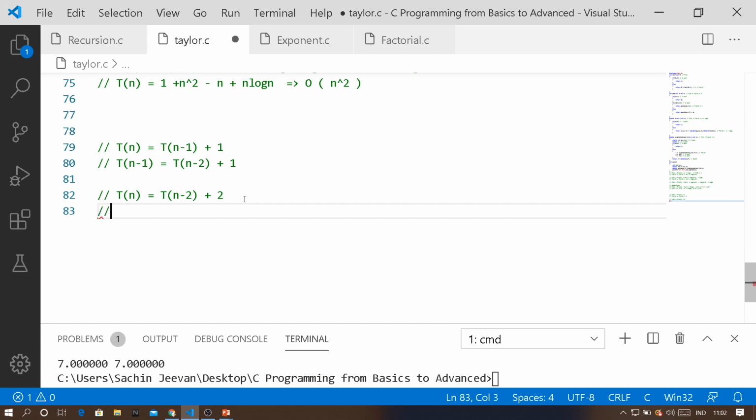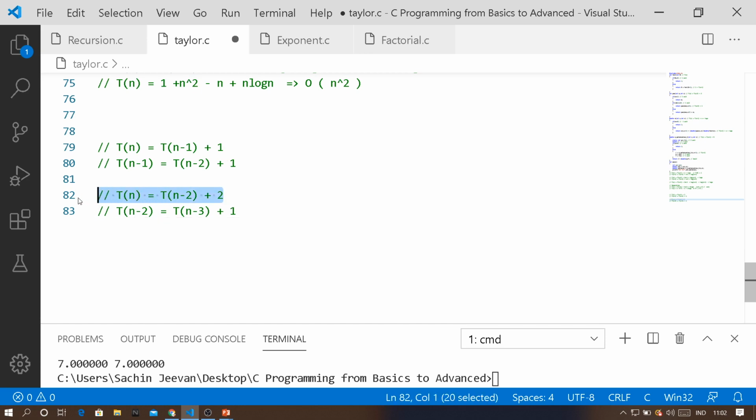And now we are going to find the third step. How to find it? We have to find the value of t of n minus 2. T of n minus 2 is equal to t of n minus 3 plus, sorry, plus 1. According to the formula, it's a constant value, so plus 1. Now we have to substitute the value of t of n minus 2 in this equation, which is t of n minus 3 plus 1. So 1 plus 2, which is going to be equal to 3.